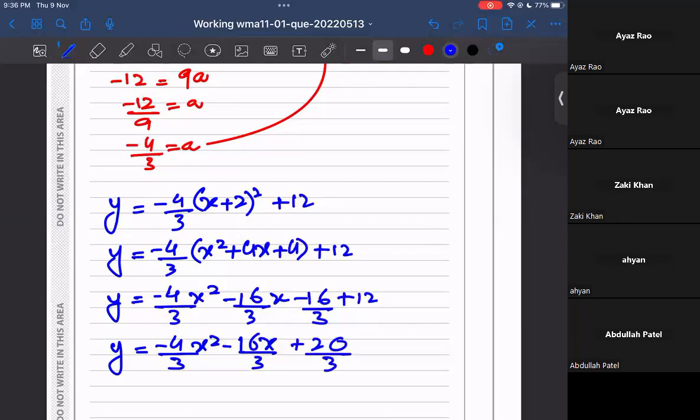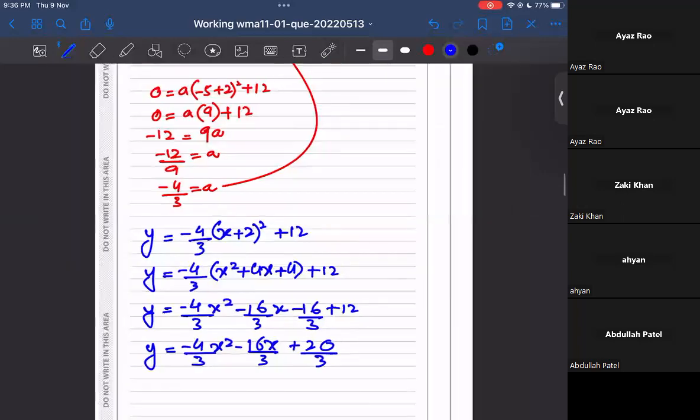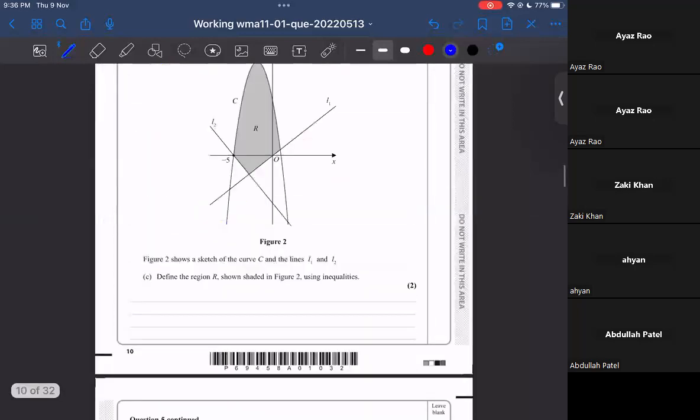So the equation has come out. It's good to write in this form as well. This is also your answer, and you can give the answer in this form too. Both are good to write.